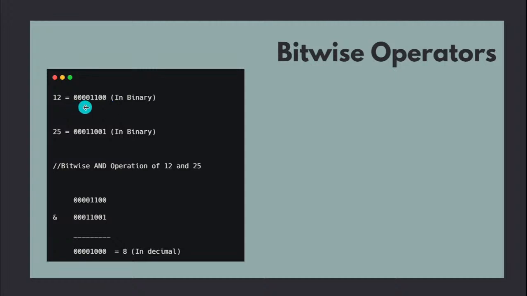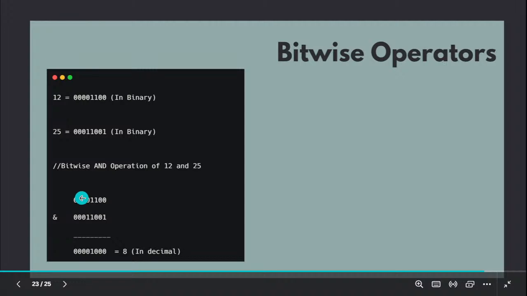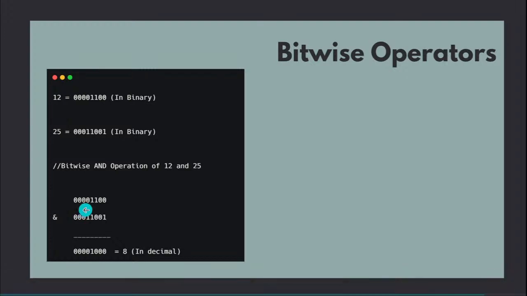So it is 0001100 in binary, and 25 is 0001101. So these two are taken and the AND operator is performed bit by bit. See here, 0 and 0, if any one is 0 with the AND operator, the result is 0 only. If both are 1, then only 1.